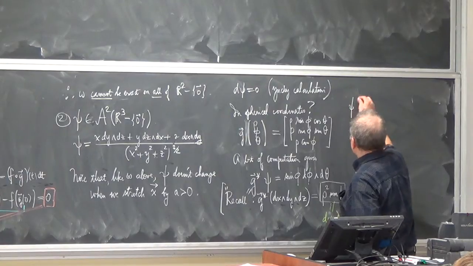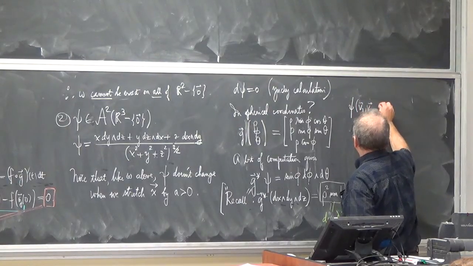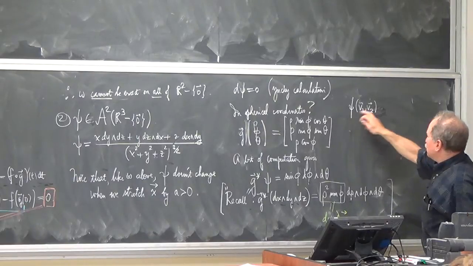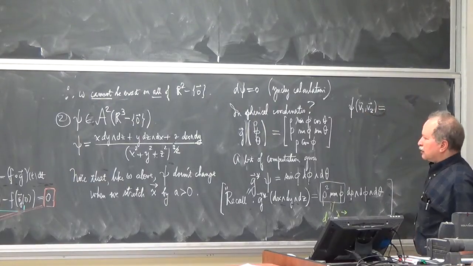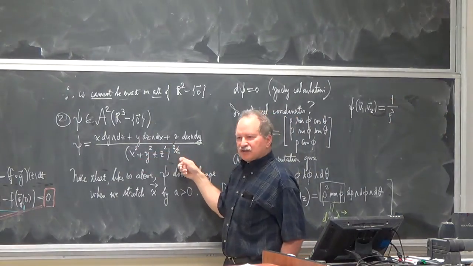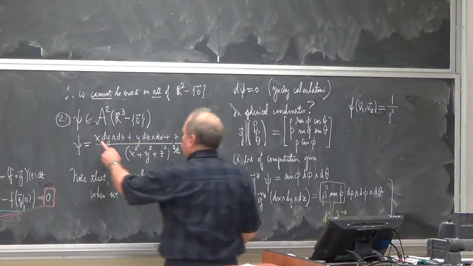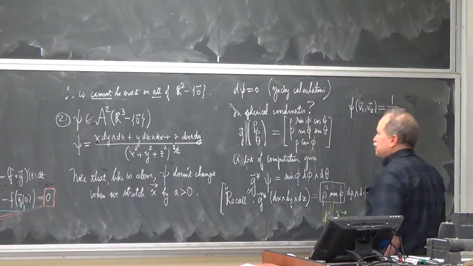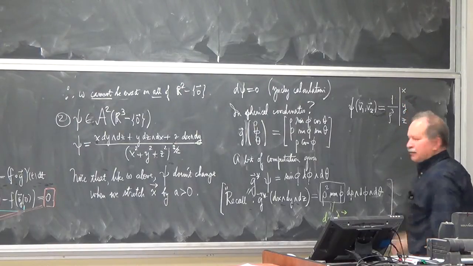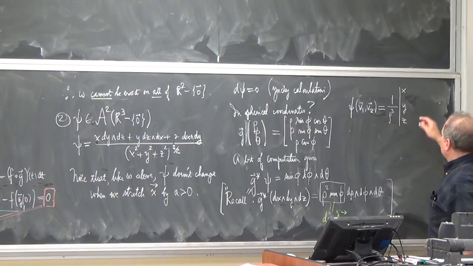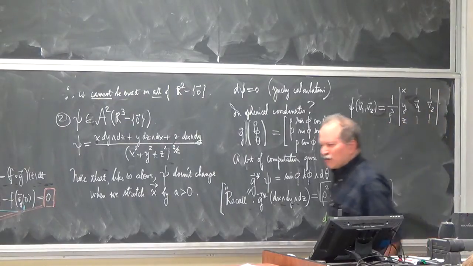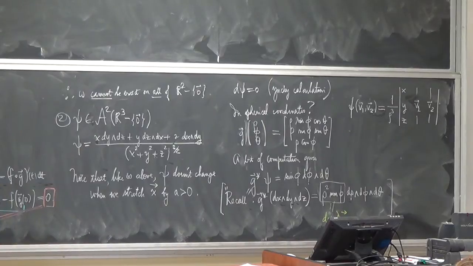If I took 2 vectors, this is a 2-form. If I put 2 vectors into psi, what am I going to get? Well, I'm going to get 1 over rho cubed. This is rho squared to the 3 halves. Then I'm going to take x times dy wedge dz. So I'm going to take the vector x in the first column. And then I'm claiming I'm going to get v1 in the second column, v2 in the third column. This should be reminding you of one of the homework problems you're turning in whenever it is.